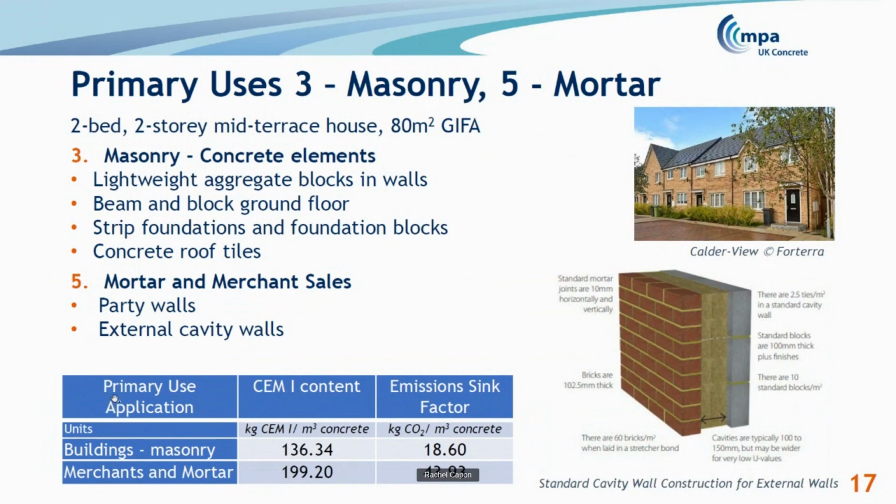For both of these, there are much higher emission sink factors because there's much more carbonation. In terms of the masonry, the lightweight aggregate blocks in the walls will carbonate all the way through within the service life of the building, as will the concrete roof tiles. You won't have the carbonation progressing all the way through the foundations or the beam and block ground floor. And the mortar, we've shown, will carbonate through the entire depth within the service life of the building.